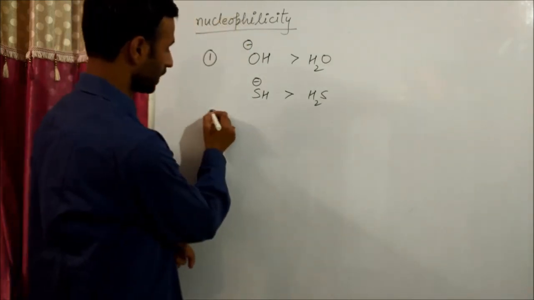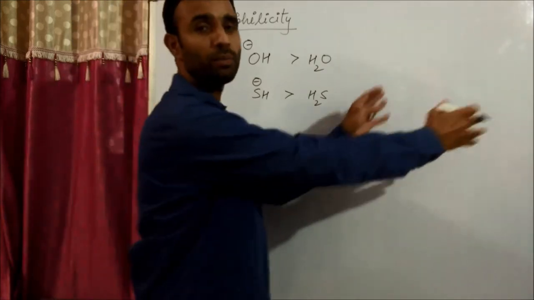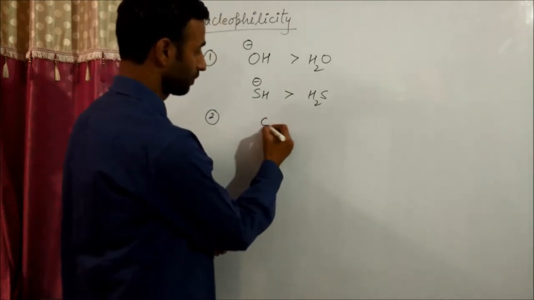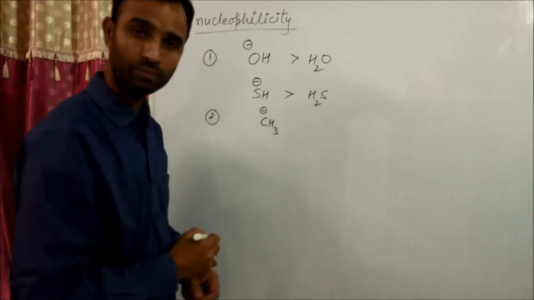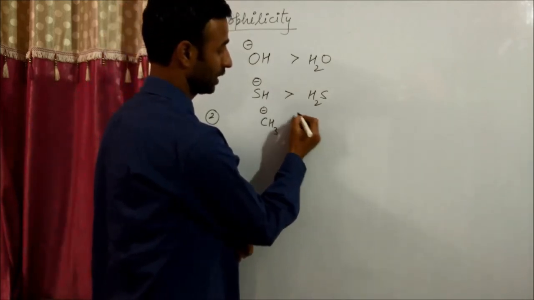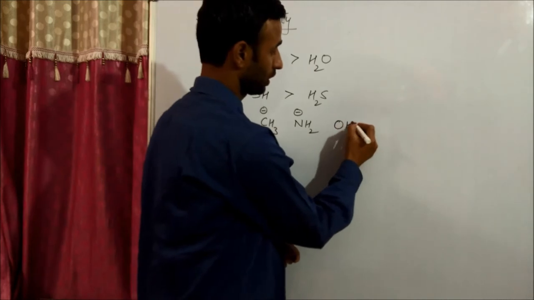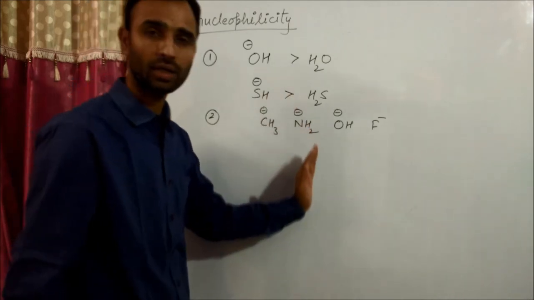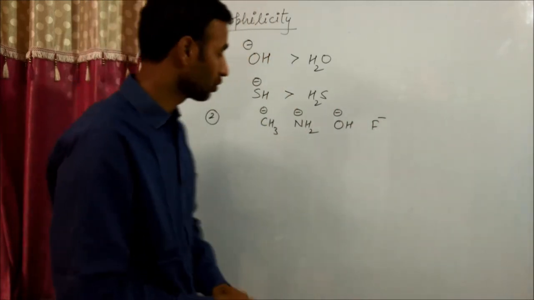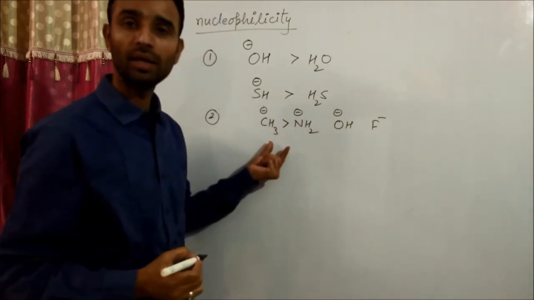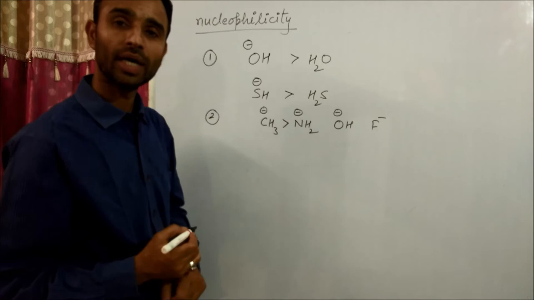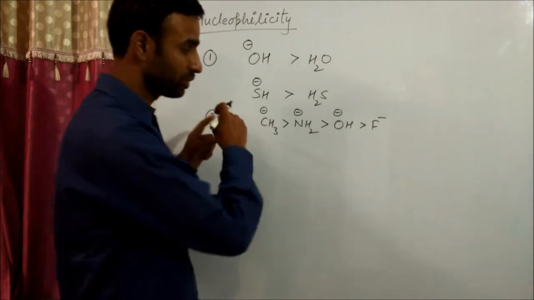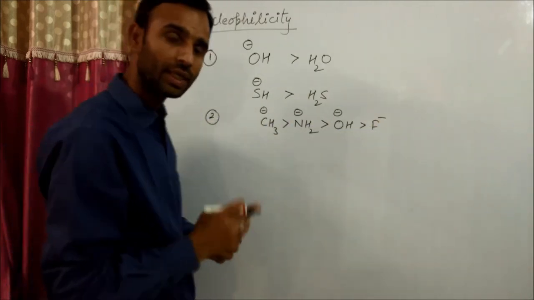Now the second case: as we go along the period, the nucleophilicity of a nucleophile decreases. For example, we have CH3 negative, NH2 negative, OH negative. As we go along the period, first carbon, then nitrogen, then oxygen, then fluorine. So methyl is more nucleophilic than NH2 negative, which in turn is more nucleophilic than OH negative, then F negative. That means along the period, nucleophilicity decreases.